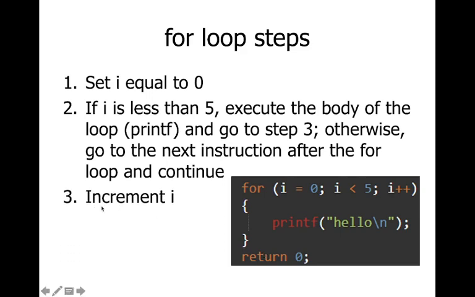So what happens in step 3? After printing this, we will be incrementing this i. Then after that, it goes to step 2. So step 2 is again the checking of this condition. Okay, checking of this condition, and if it is true, this will be executed. Again, increment i, then the condition, print, then increment, condition, print, increment, condition, like that. This will go on until the condition becomes false. Okay, so these are the steps of for loop.